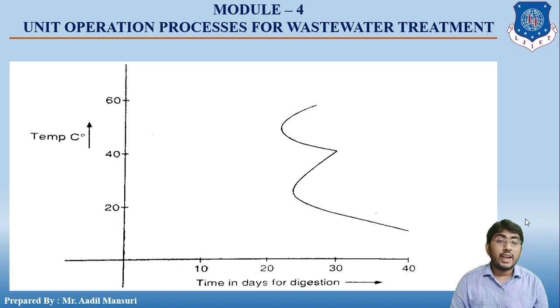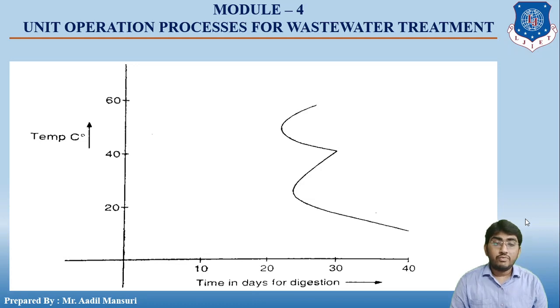So you can see that the production of gas varies with temperature and is 0.4 to 0.45 meter cube per kg of volatile solids added, or 0.45 to 0.9 meter cube per kg of volatile solids digested.